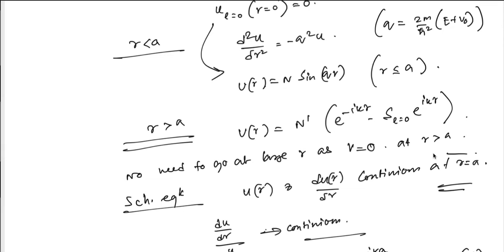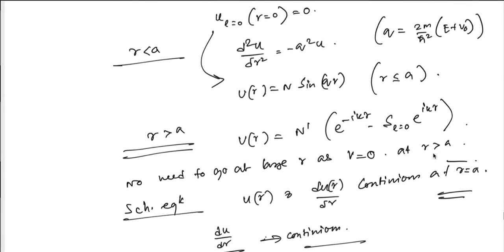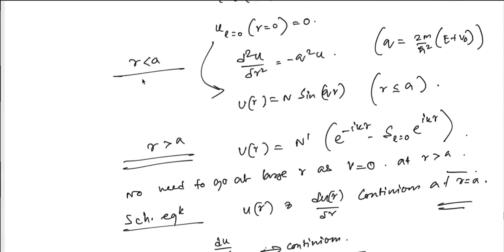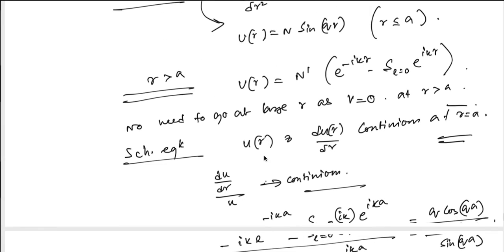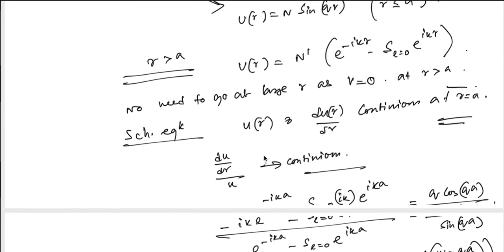So now we get these two equations for r less than a and r greater than a, which must be continuous, because it's the Schrodinger equation that we learned in an earlier semester: if the potential does not have any singularity or anything, then u(r) and its derivative du/dr must be continuous at r equal to a.